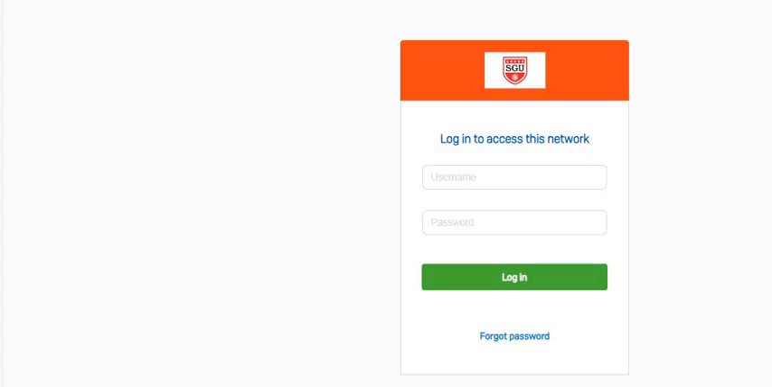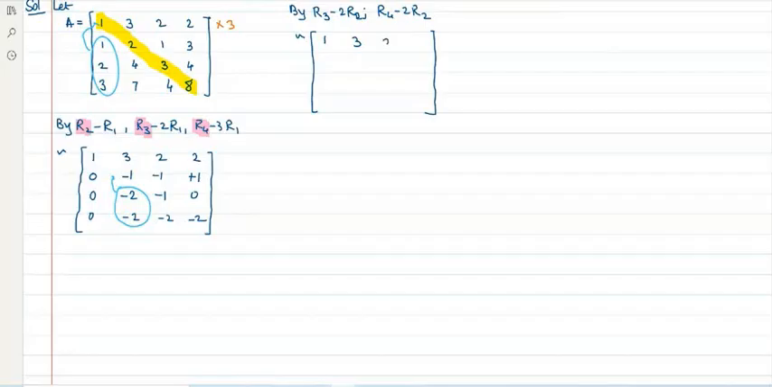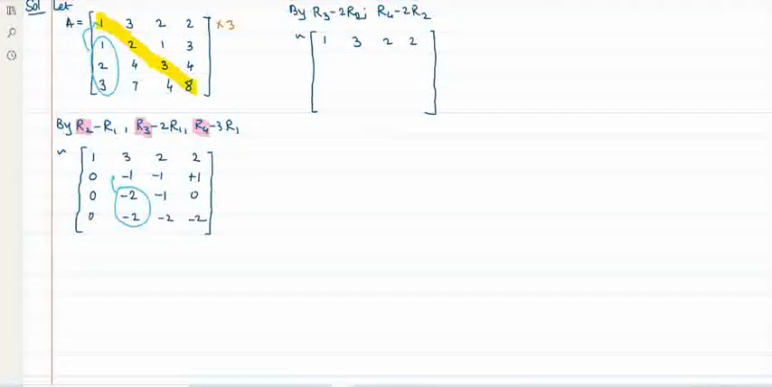So change for 2, 2, 0, minus 1, 1. So multiply by 2 and their subtraction. 0, 0. Their subtraction, na? 1 minus minus.